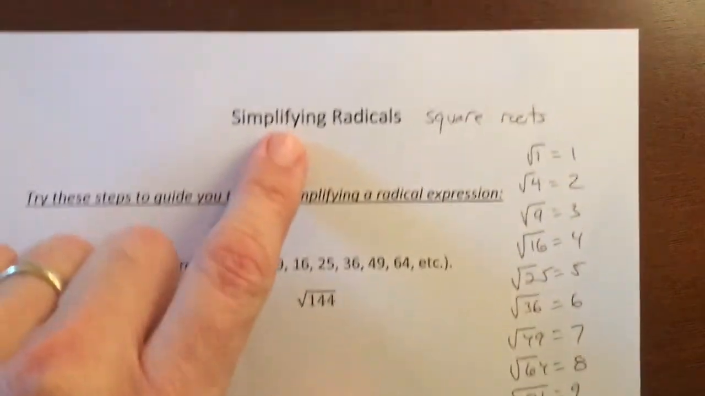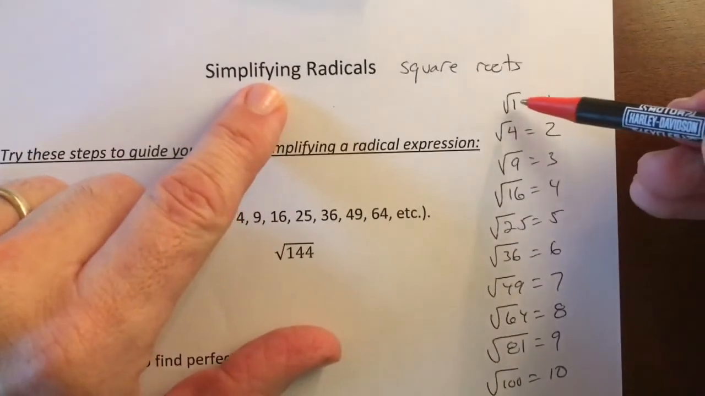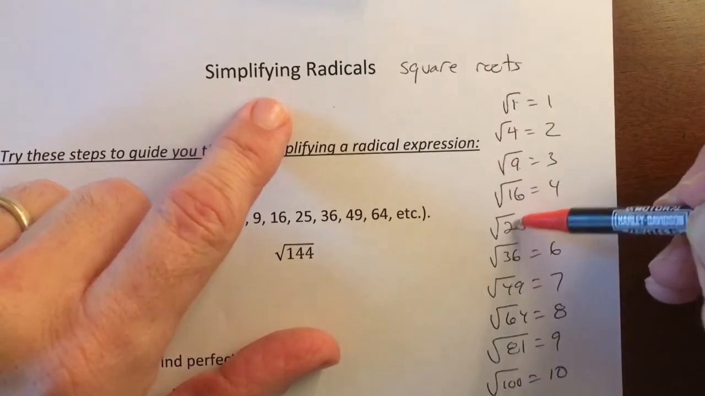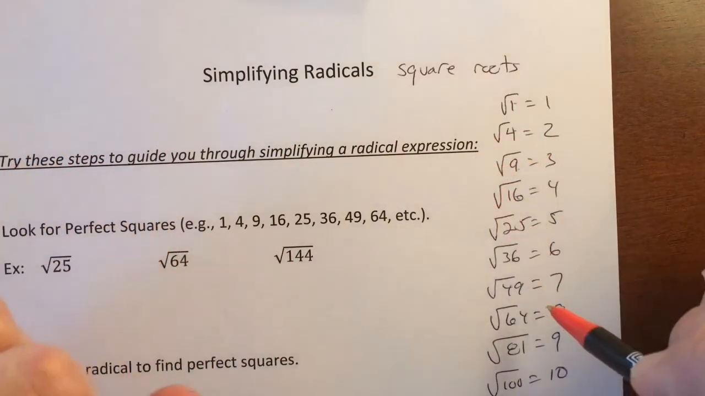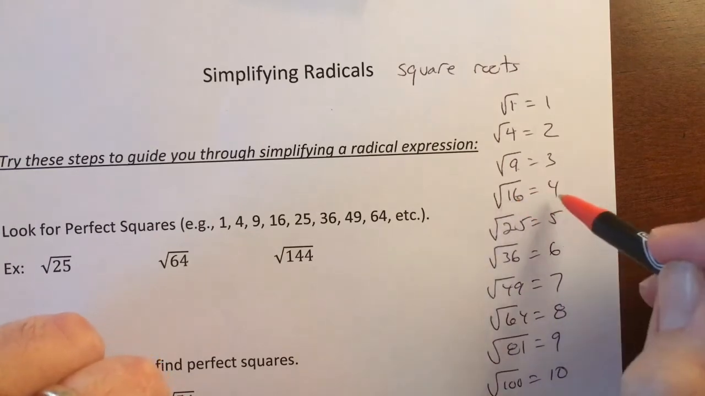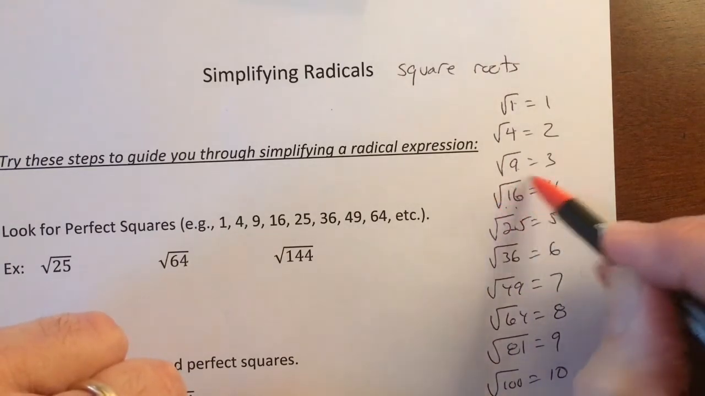Now when you're simplifying radicals, your goal is to find these perfect squares. They're not always very evident, and you sometimes have to do some digging to find them. But once you find these, you want to convert them right to a regular number. And in that process of taking the square root of 16 to get to 4, you lose the radical.